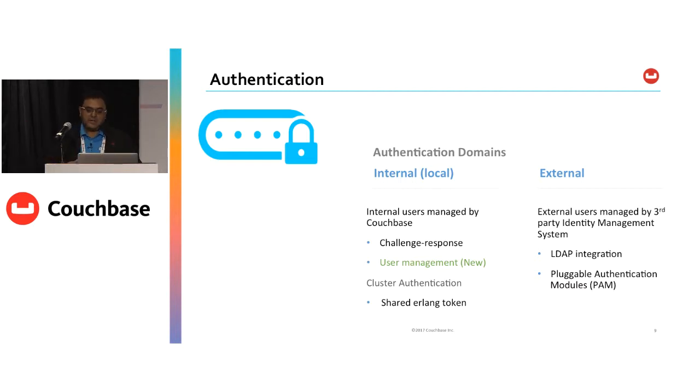From just completing the internal column, within the cluster, there is also authentication that happens between the nodes. And this happens through a shared Erlang token, which is exchanged between the nodes for the node-to-node authentication. And then we have the external authentication, which I mentioned briefly. And for that, we have integration with systems like LDAP and also support pluggable authentication modules of PAM, which I'll talk about in the next slide.